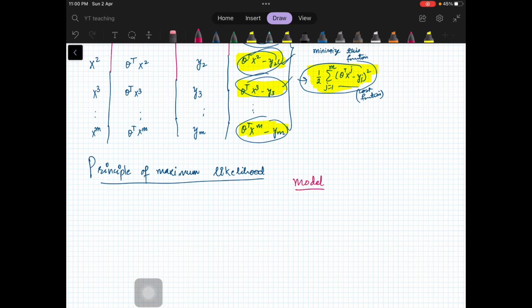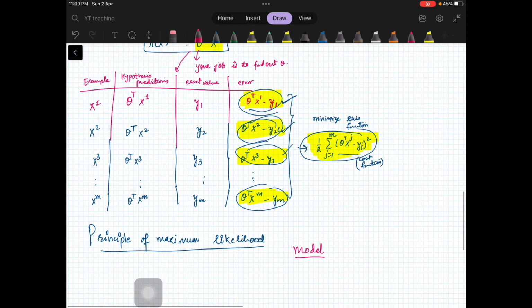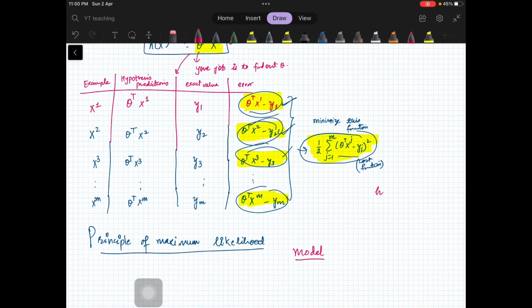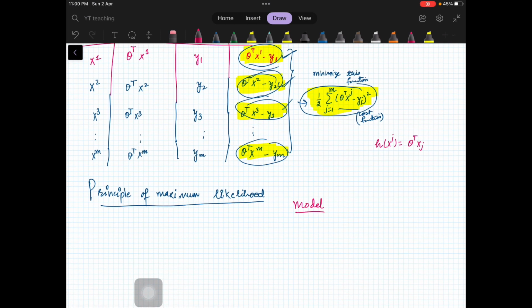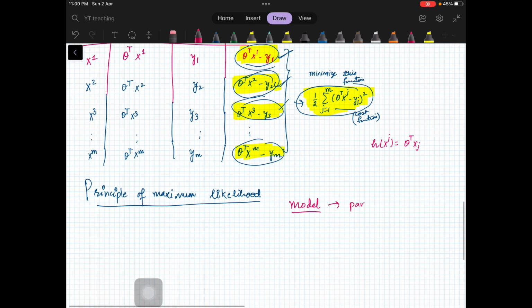You have some model and there are some unknown parameters in your model. For example, in this case, this is our model. This is what we are predicting: x_j is equal to theta transpose x_j. So the principle of maximum likelihood says that you have a model, then you have parameters, for example, thetas in our case. So these are unknown parameters.